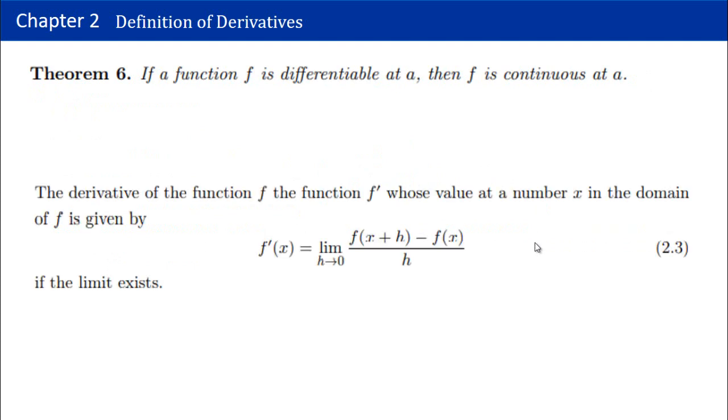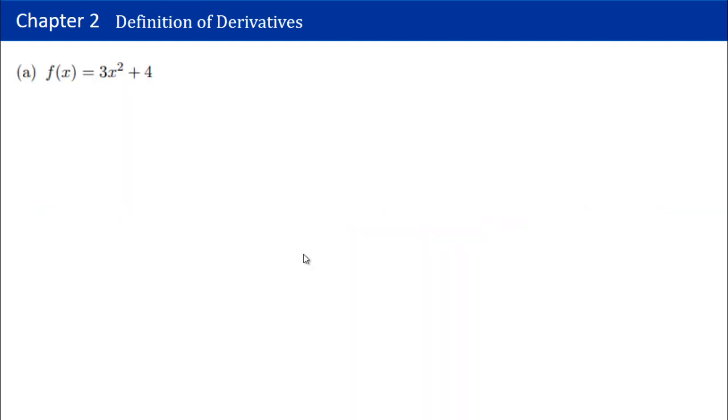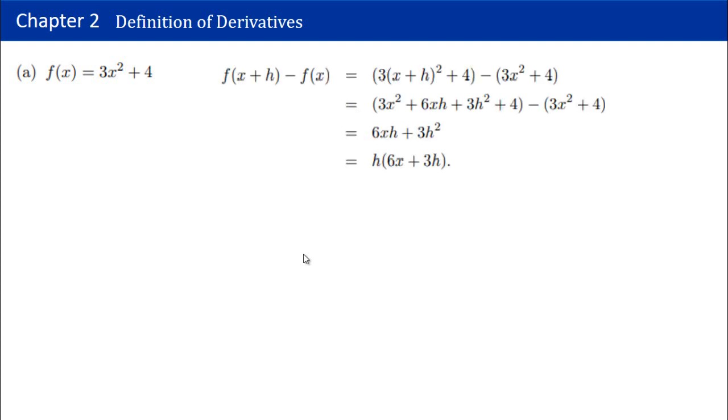The derivative of a function f is the function f prime whose value at a number x in the domain of f is given by f prime of x equals the limit of f of x plus h minus f of x over h as h goes to 0, if the limit exists. Now, let's look at an example. Say, for example, f of x equals 3x squared plus 4. First of all, we need to find f of x plus h minus f of x to find the derivative, because that is the numerator.